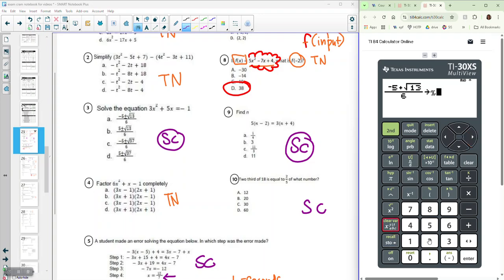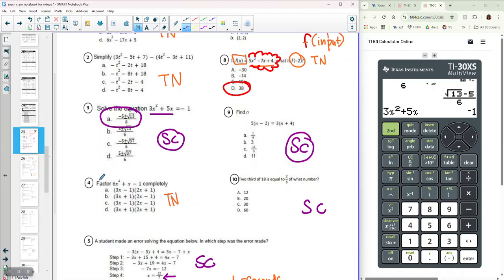Let's store for x and enter. It looks a little bit different, they just changed the order. I'm going to go back to my original equation, 3x squared plus 5x. Where did I get that from? From right here. And I'm hoping when I press enter, I get -1. I did. So number 3, this is the solution.